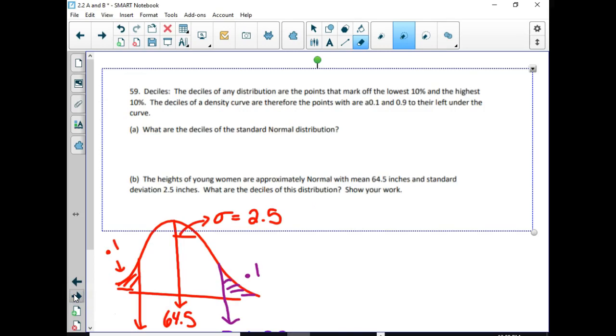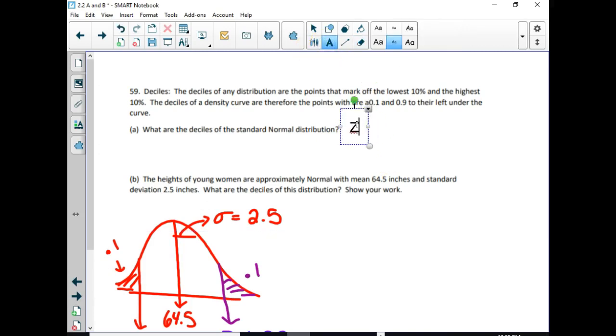Number 59, the deciles of any distribution are the points that mark off the lowest 10% and the highest 10%. The deciles of a density curve are therefore the points with a 0.1 and a 0.9 to the left under the curve. What are the deciles of the standard normal distribution? This is just wondering what are the z-scores that go with the lowest 10% and the highest 10%. I'm going to skip that for now and just go straight to part B.